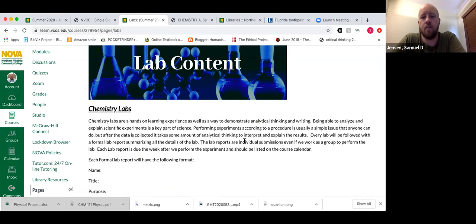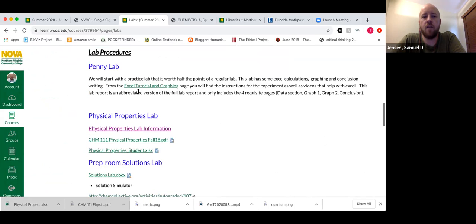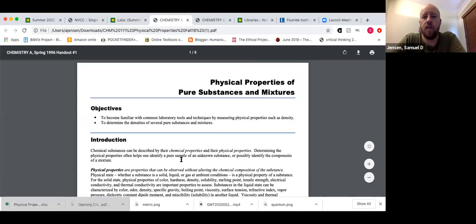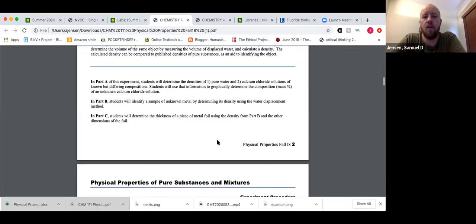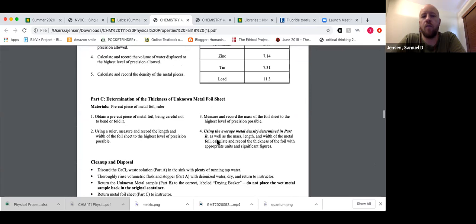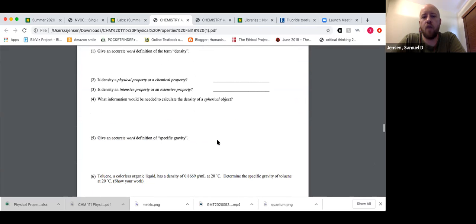Okay. So you're working on the pennies lab. The physical properties lab is the next one. All right. And so all the information that you need is in these 3 links. Okay. So the physical properties PDF is my handout that we would use if we were in the lab. Okay. So this is the methodology, the procedure section, the data set, the pre-lab questions are in here.